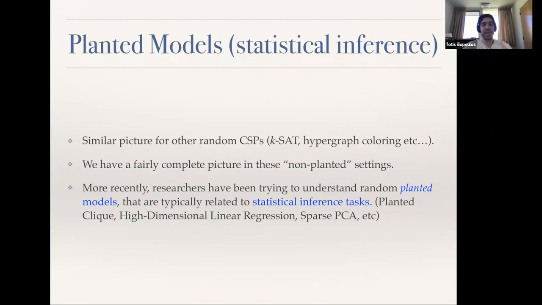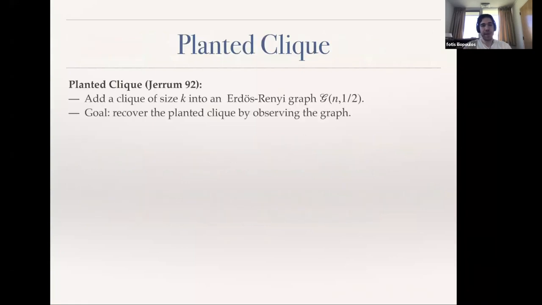More recently, after they have understood these non-planted models, people have been trying to use these techniques to understand and study the computational gaps in what we call random planted models, like the group testing problem that we just saw, and in general, models that are typically related to statistical inference tasks. For example, the planted clique model, high dimensional linear regression, sparse PCA, et cetera. I would like to give you the most famous example in this second category of planted models and tell you a bit how people approach it. And this is the planted clique problem.